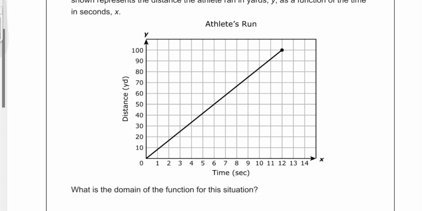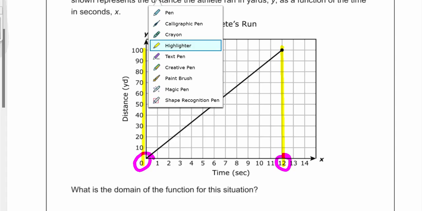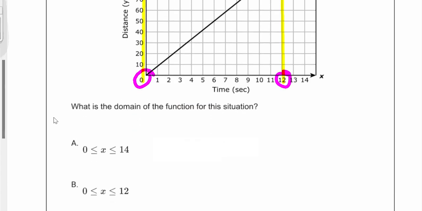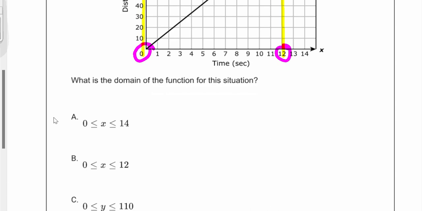So since we're looking for domain, we're looking for all the x values that represent my function. So I'm going to look from my far left to my far right. When I look from my far left to my far right, I can see it begins at 0 and it ends at 12. So the domain that best represents this situation would be B.